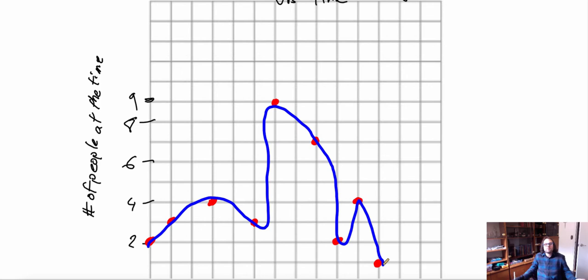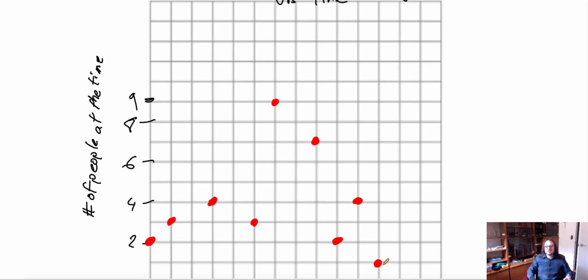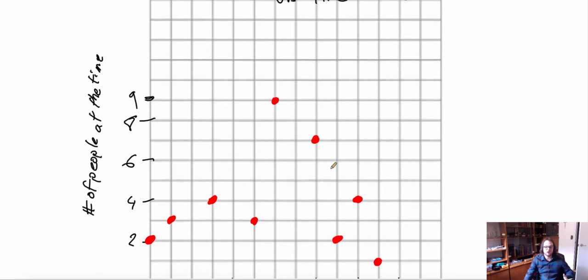Can I have half a person or a quarter of a person or a 20th of a person? That's impossible. So it doesn't make sense to connect these lines. So we're actually not going to connect these lines, and this is going to be something called a discrete graph, because we can only have certain quantities. We can have discrete quantities, so distinct quantities of people. We can't have fractions of people. That's why this is going to be a discrete graph, and we do not connect the lines.